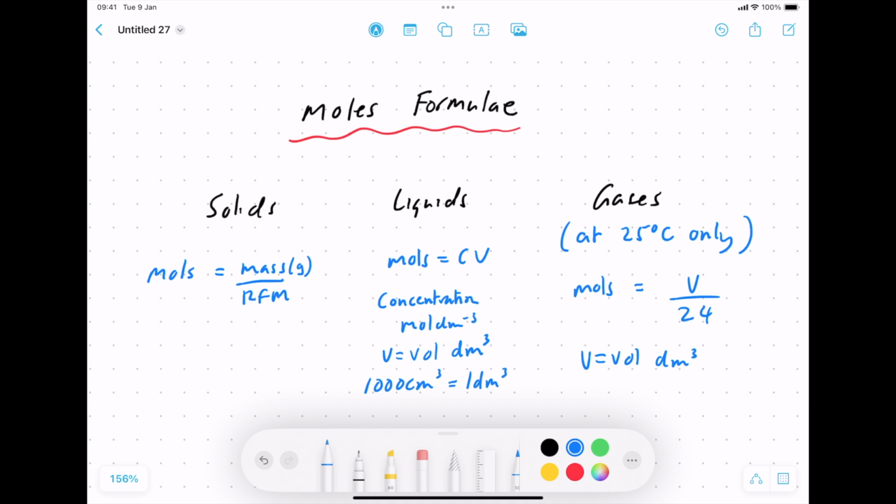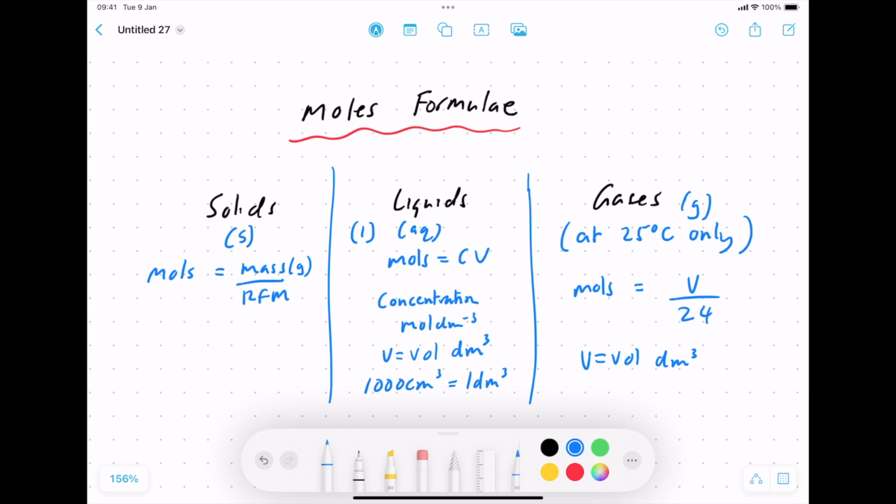So these are the three basic formulae that you will be using in your high school studies. And how do you know which one to use? Well, the question will tell you very explicitly. In terms of state symbols, solids have an S, liquids will be L or AQ, and gases have a G. When you're looking at a chemical equation with the state symbols there, that tells you what state of matter it is.